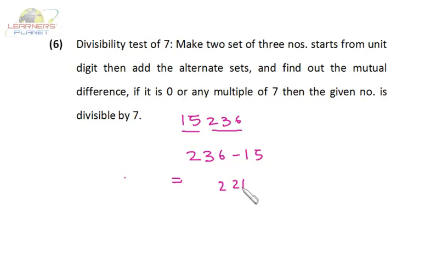Now just check whether 221 is divisible by 7 or not. So divide 221 by 7. So 7 3s are 21. It's 1 and 1. 7 1s is 7. I'm left with 4. That means I'm getting a remainder of 4. That means 221 is not divisible by 7. So finally this number 15236 is not divisible by 7. Kids, it's a very easy method. Just practice 8 to 10 sums and you will be very clear with the divisibility rule of 7. Okay. Finally, I'm taking one more example.